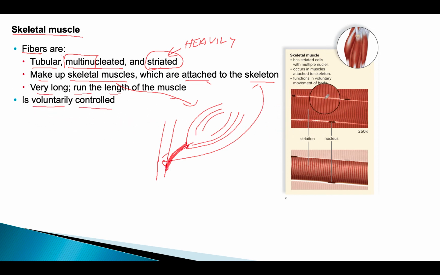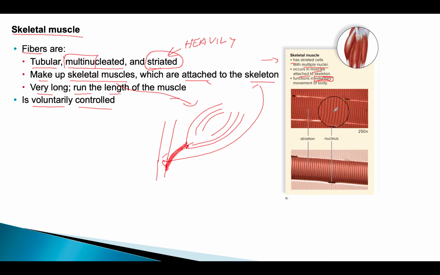You could see it over here, cylindrical in shape, a cylinder, and they are heavily striated. Nucleus here, another one here, another one here. You guys get the idea. So this is the multinucleated cell. The text shows us that it has striated cells with multiple nuclei. It occurs in muscles that are attached to the skeleton, and this is voluntary, meaning we have control over it.